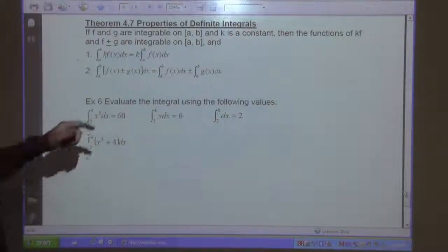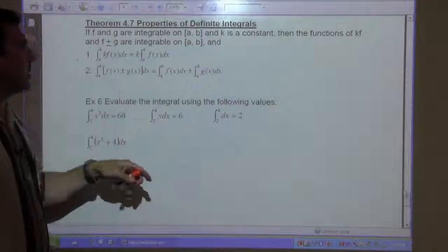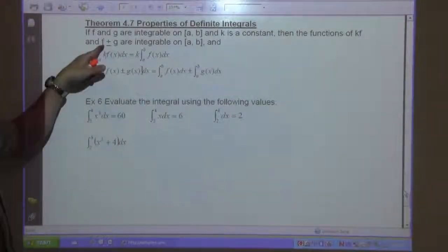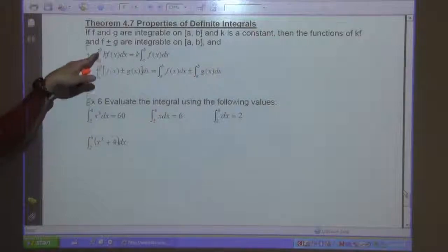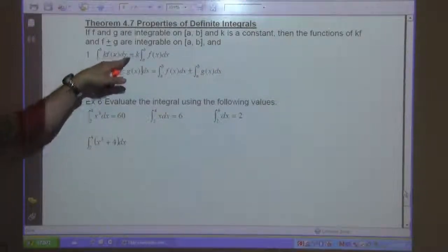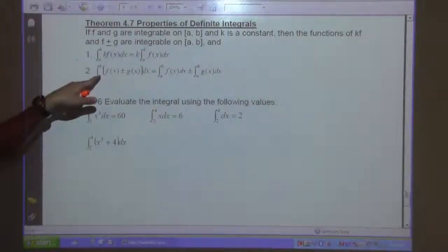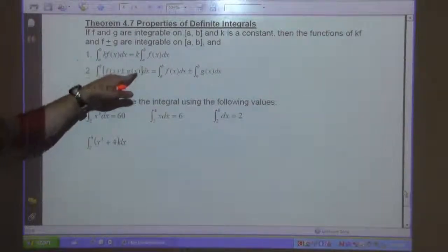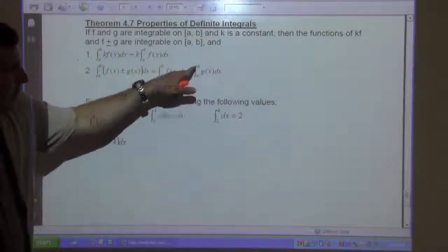Properties of definite integrals. If f and g are integrable on [a, b] and k is a constant, then the functions kf and f plus or minus g are integrable. The integral from a to b of k times f of x dx is k times the integral from a to b of f of x dx. And the integral from a to b of f of x plus or minus g of x is the integral from a to b of f of x dx plus or minus the integral from a to b of g of x dx.